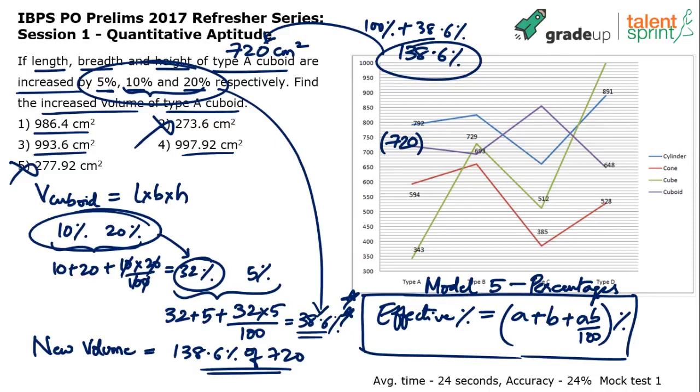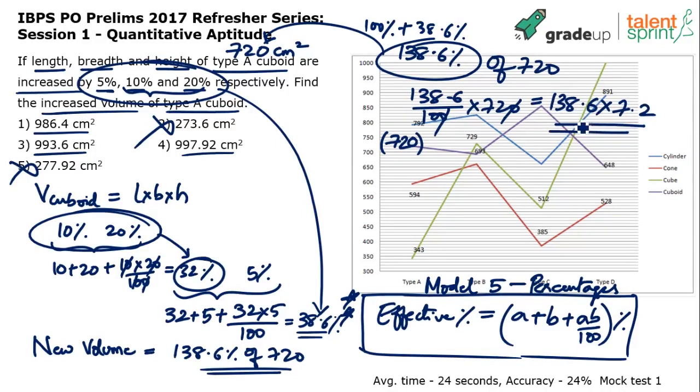How do I know that? Just focus on the unit spaces. Forget about the 0 in the unit space. Let me write it here. 138.6% of 720. What will it give you? 138.6 by 100 into 720. So this 0 and 0 get cancelled and we get 138.6 into 7.2.